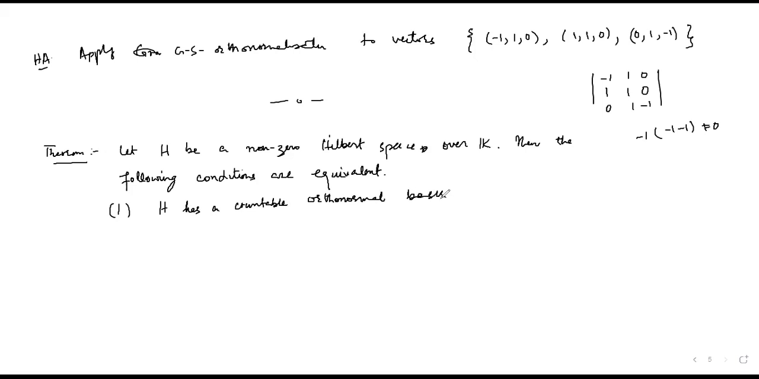Orthonormal basis means what we defined earlier: the largest orthonormal set in H, whose cardinality is countable. Second, H is linearly isometric, as a Banach space, to K^n, that is n-tuples of scalars for some n, or to L sub 2.